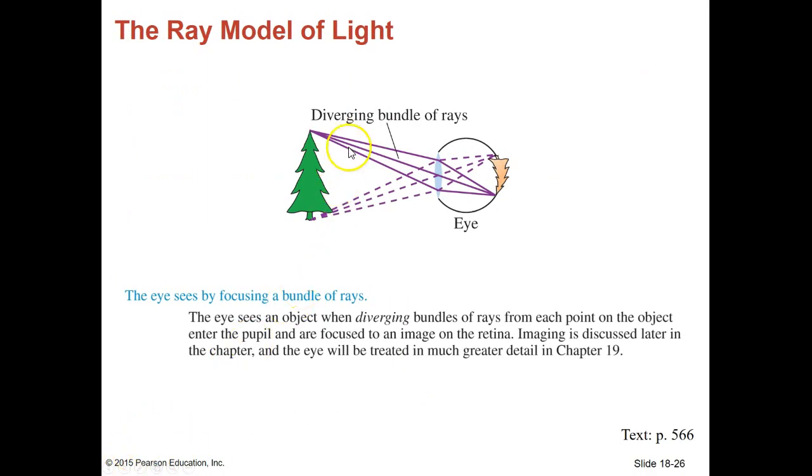The next one here just shows how the eye sees. The eye sees by focusing a bundle of rays, and when it does that, the image is flipped upside down as it goes through the lens of the eye. Then it goes to the brain, and the brain flips it back over.